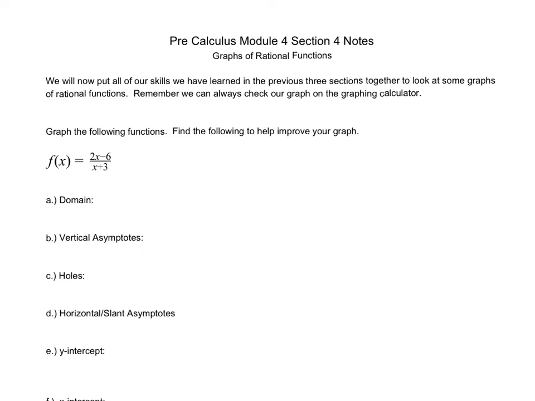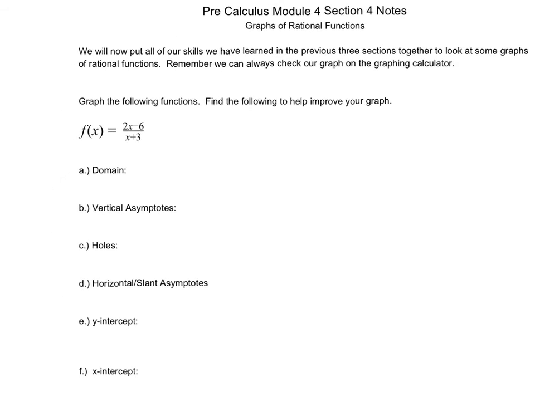So in section 4, we're going to talk about graphs of rational functions. We're going to combine everything we've talked about in sections 1, 2, and 3 in order to determine what the graph of a rational function is going to look like. And we can always use Desmos to help verify that our information is correct.